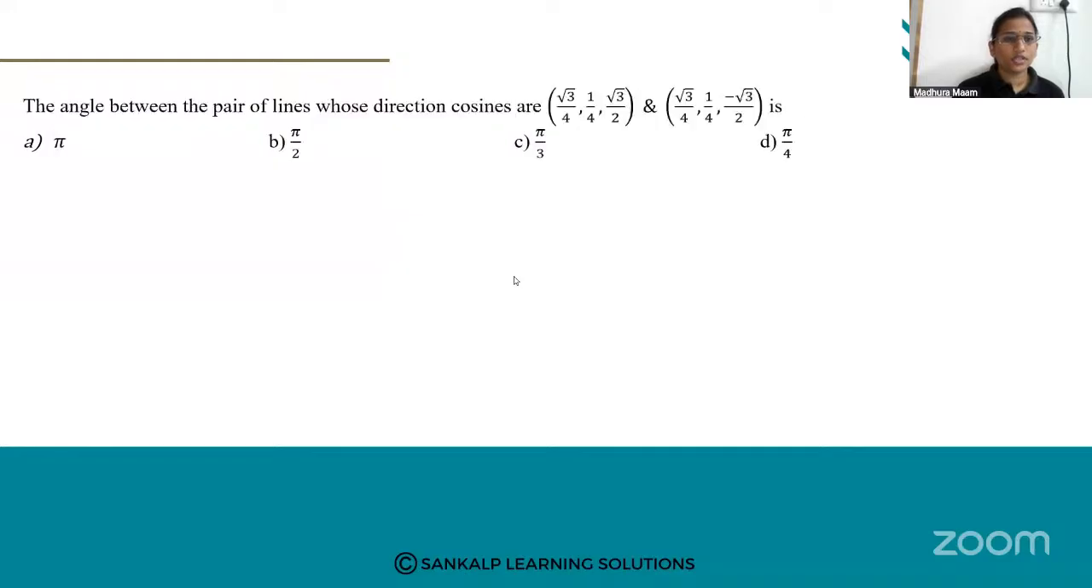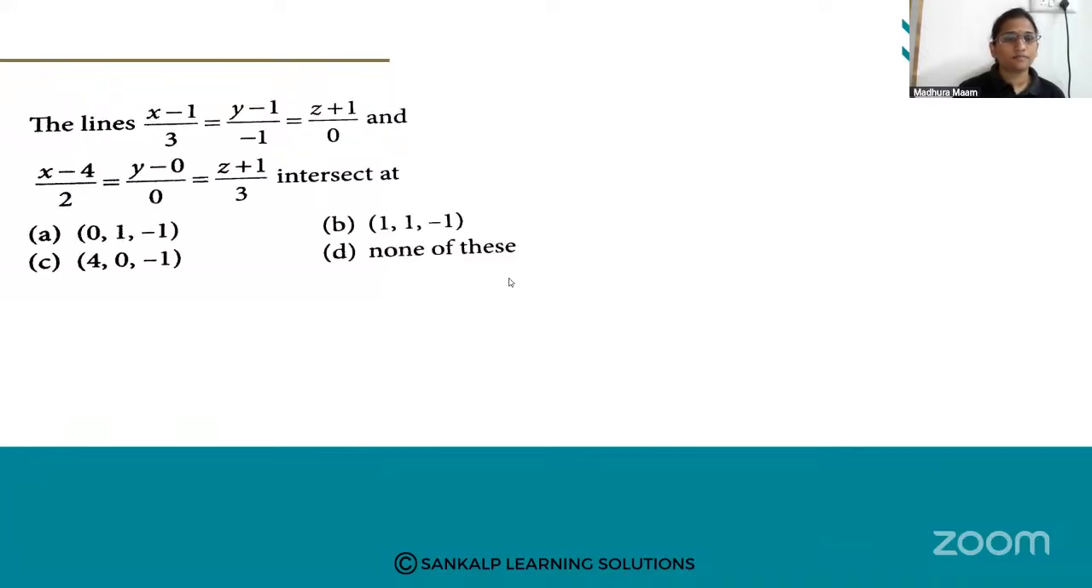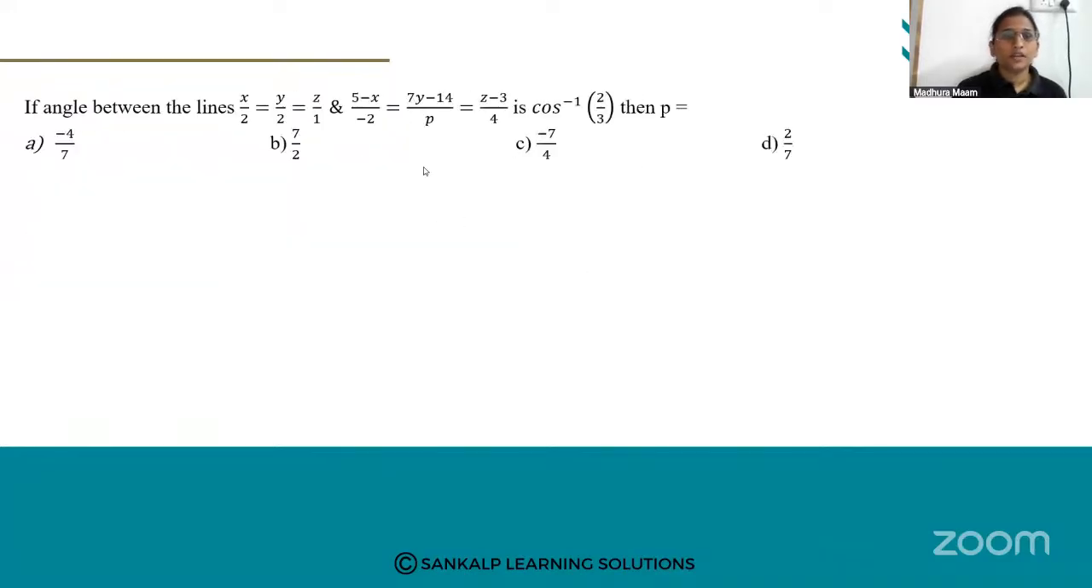Before that, one question I had left yesterday. Next, this question I had left. What do they say? Again, the question is based on the angle between lines. If the angle between the lines x by 2 equals y by 2 equals z by 1, of course, equal to each other, and 5 minus x by 2 equals 7y minus 14 by p equals z minus 3 by 4 is cos inverse 2 by 3, then the value of p is.